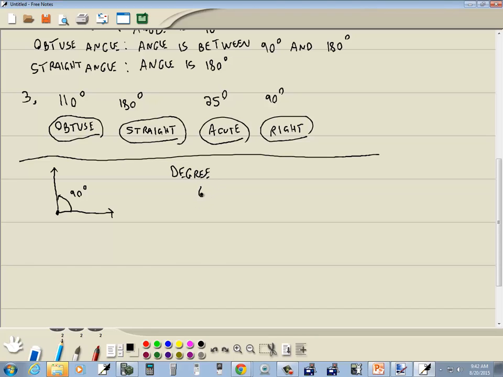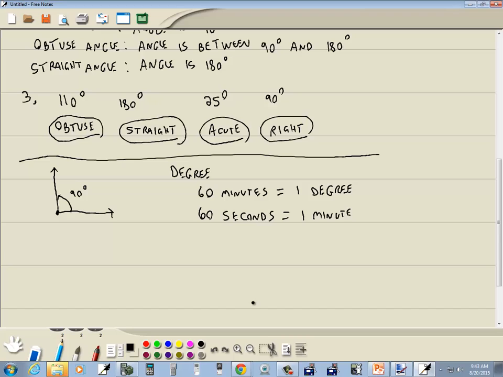There are 60 minutes in 1 degree. We also have something called seconds, and this one's really easy to remember. 60 seconds is equal to 1 minute. Pretty easy, right?